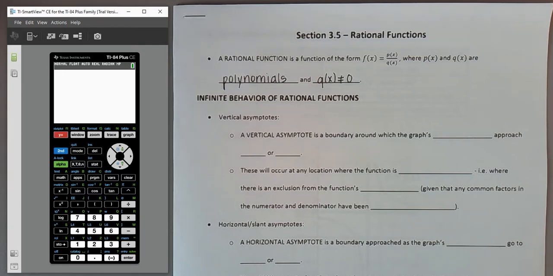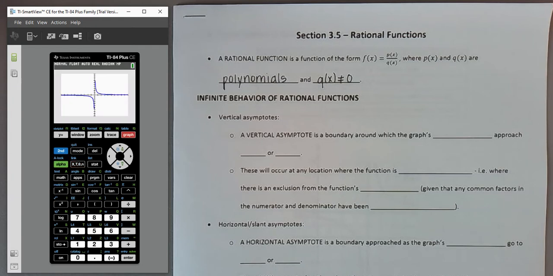So I'm going to go into my graphing utility. If you've already got something in your calculator, make sure you clear it out before you do anything else. I want to graph the most basic rational function, what we call the reciprocal function. So the rule for the reciprocal function is 1 divided by our input, x or whatever. Now I'm going to graph this.